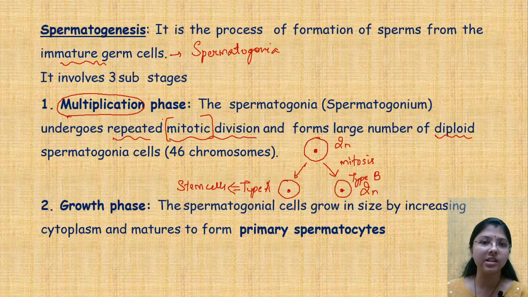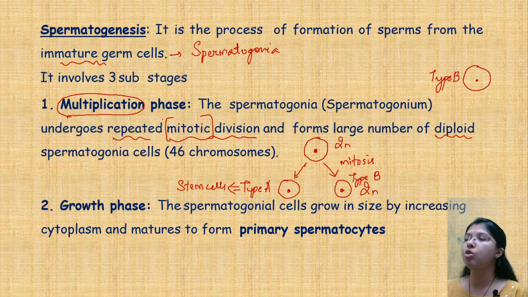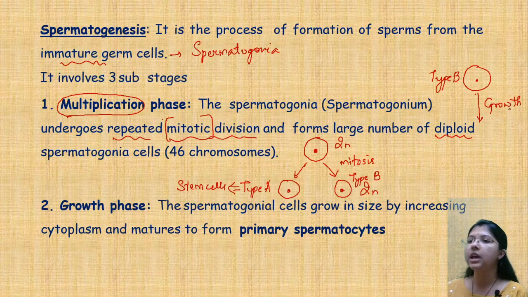Okay, they retain the property of these spermatogonia cells, and they are going to divide further to form more spermatogonia cells. Whereas the type B spermatogonia cells, what is going to happen to the type B? Let me draw the diagram again here. If this is the type B spermatogonia cell, the type B spermatogonia cell is going to undergo the second phase, that is the growth phase. ठीक है, सो अब क्या हो जाएगा?